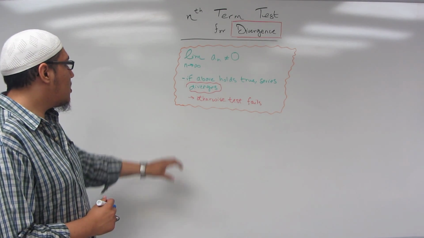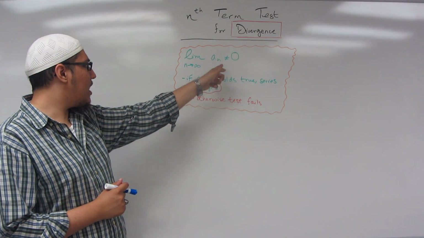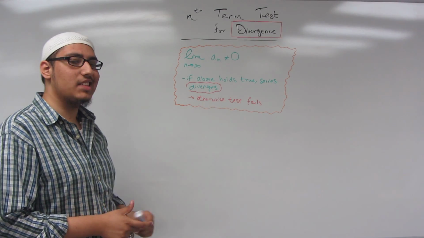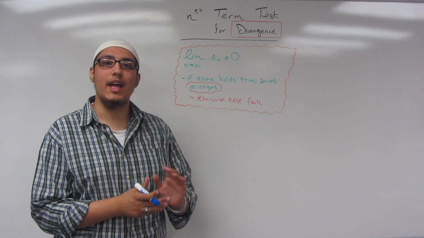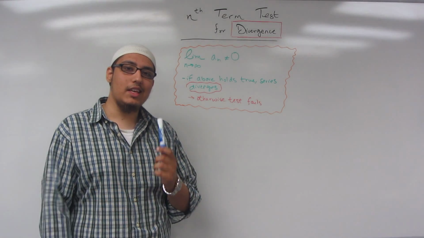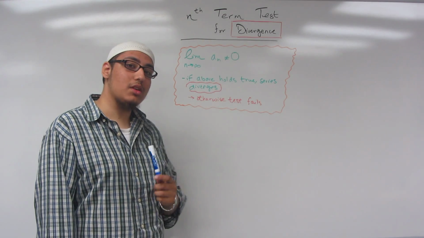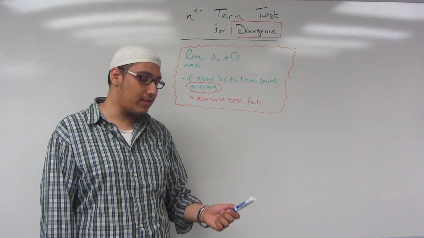Now, if you do take the limit as n approaches infinity and your answer comes out to be 0, then the test is inconclusive, or the test fails, or in other words, it doesn't tell you anything about the behavior. The key word for what this test is used for is right here. The only thing that this test will ever tell you about is if the series diverges.